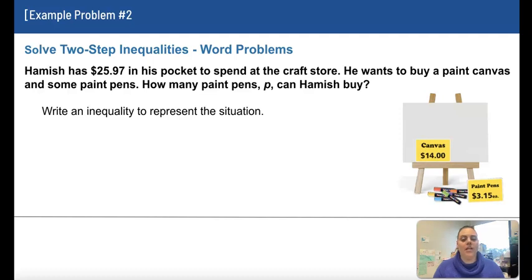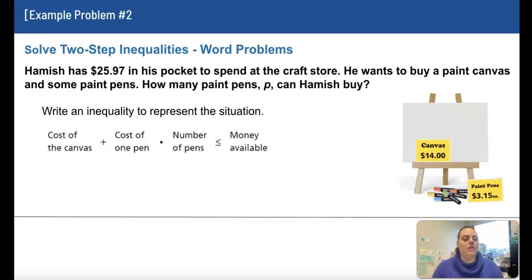Well, we want to write an inequality to represent this situation. We've got $25.97. We can't spend more than that. So the amount we spend has to be less than or equal to that. So the cost of our canvas plus the cost of one pen times the number of pens we get has to be less than or equal to the amount of money we have available.